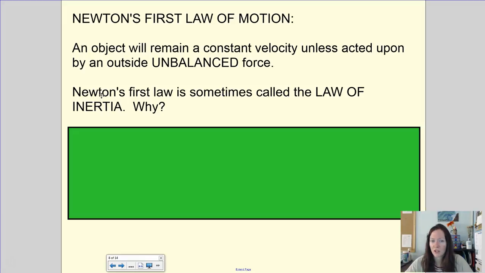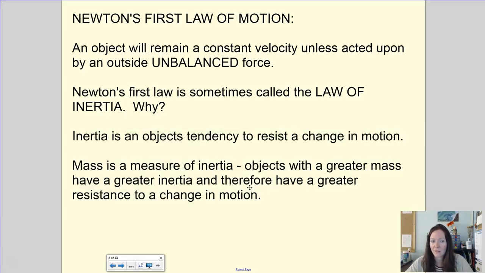Sometimes Newton's first law is called the law of inertia. Any guesses why? Maybe pause the video and think about it. Well, hopefully you said that inertia is an object's tendency to resist a change in motion, and Newton's first law says an object's going to stay doing what it's doing, so they basically mean the same thing. Remember, it's important that mass is a measure of inertia, and inertia is a measurement of mass. So objects with a greater mass are going to have a greater resistance.